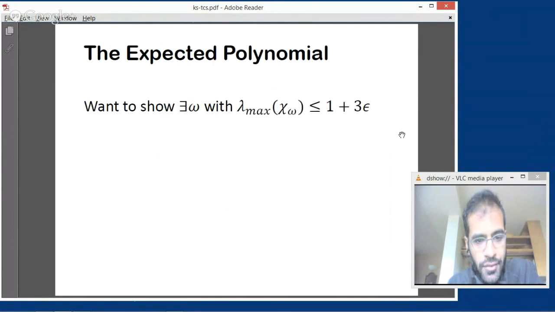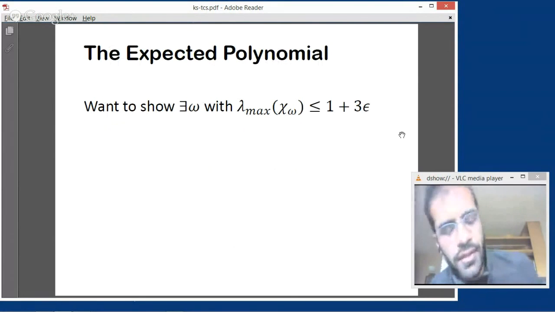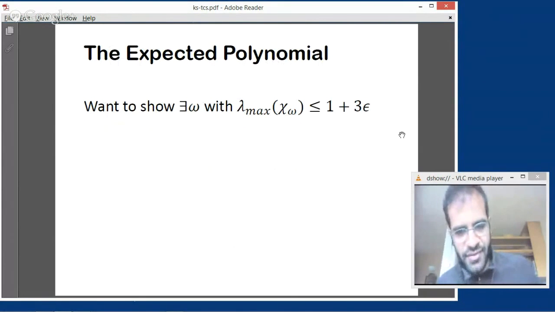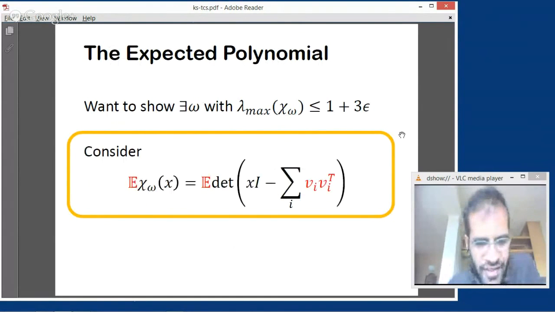Given these random vectors, I really want to show existence of one polynomial with roots bounded by 1 plus 3 epsilon. The main idea is to consider the expected characteristic polynomial. I have 2 to the m polynomials, I'm just going to average all of them and get a polynomial. So this is the expected characteristic polynomial of the sum of vi vi transpose, where these vi's are these random vectors.